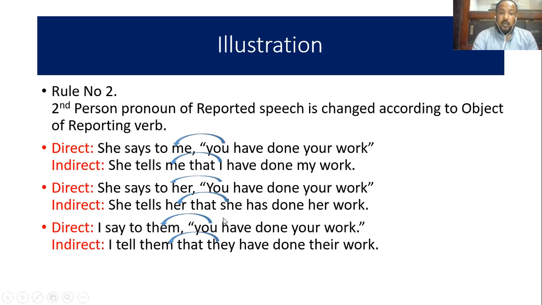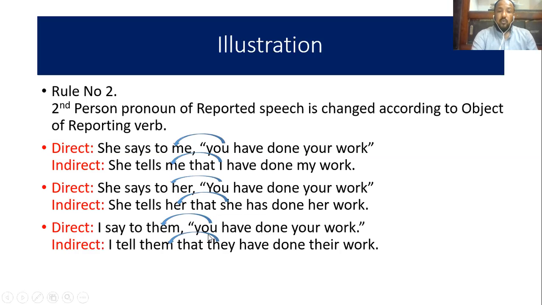He says to her, "You have done your work." Here, you is the second person and her is the third person. So you will be changed according to the object. Here you is used as a subjective case, and the subjective case of her is she. So we will change it: he tells her that she has done her work.